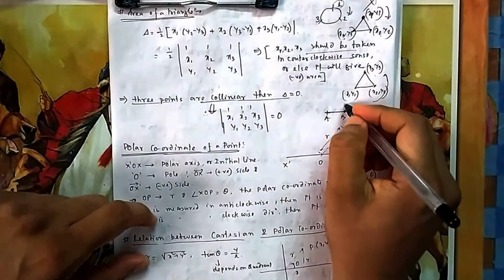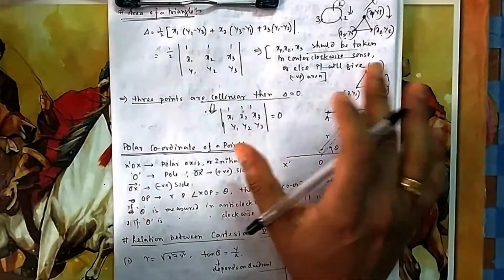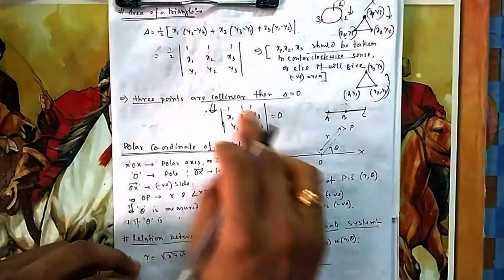If you pull this B here, then you can make a triangle. Otherwise, if B is lying between these two, then you cannot make a triangle. So if you cannot make a triangle, that means area will be 0. So this area will be equal to 0.